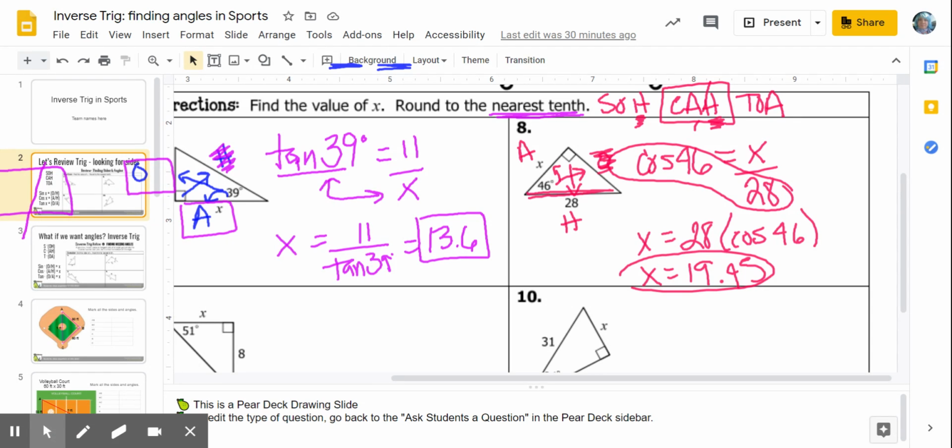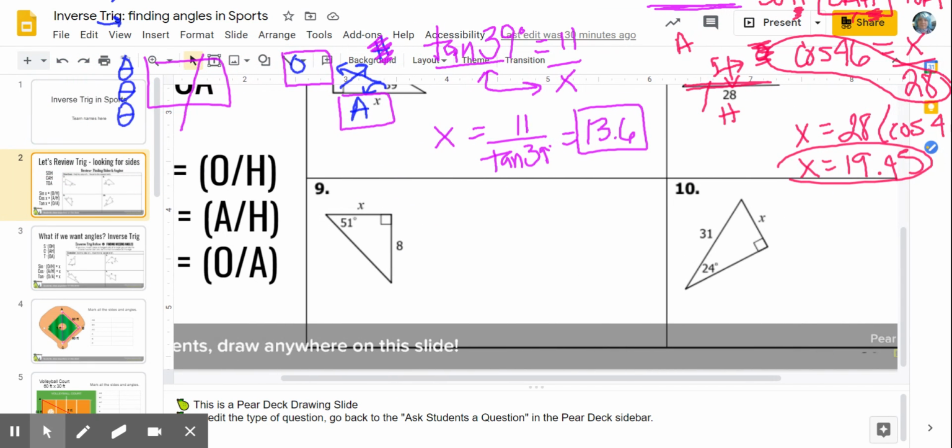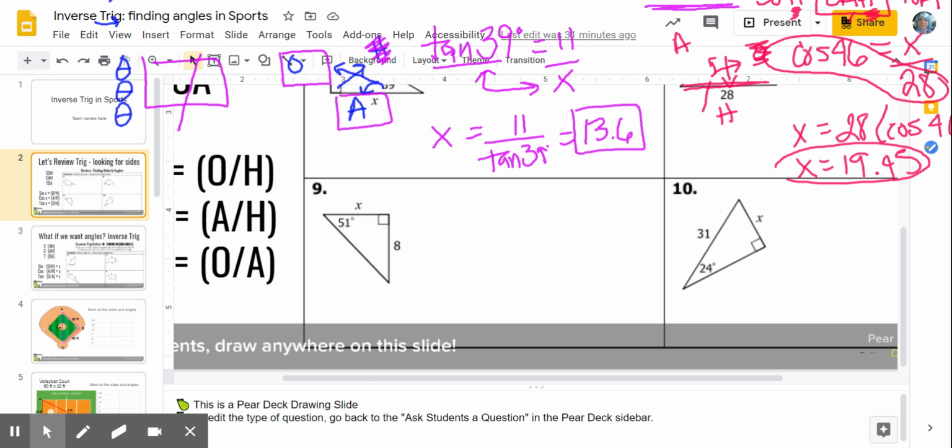So here, all we're asked to do is find x. When we go to do the classwork today, I am going to have you find all three sides and all three angles. But usually you'll just be asked for one specific thing, which sometimes makes it easier and sometimes oddly makes it more difficult.